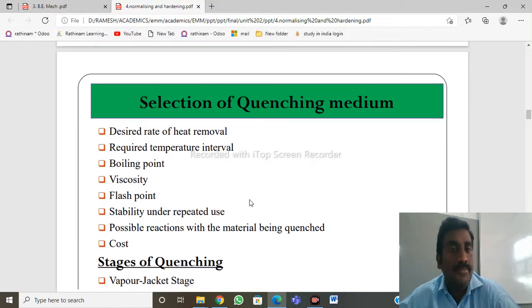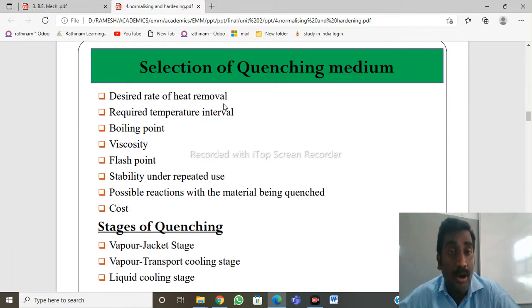Then the selection of a quenching medium: the desired rate of heat removal, that is, how much heat is to be removed in a particular time. This has to be considered when selecting a quenching medium. Then the required temperature interval: what temperature is required, how much it should be reduced, and how long it should be maintained. These things have to be calculated, along with the boiling point, viscosity, flash point, stability under repeated use, possible reactions when the material is being quenched, and cost. These are all the parameters we have to consider for selection of a quenching medium.